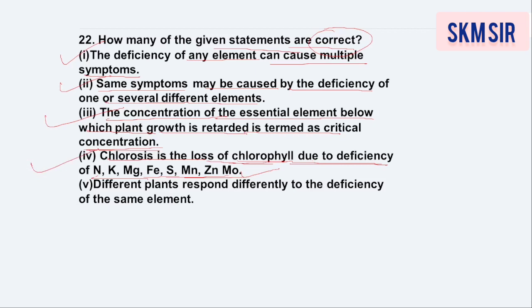The last statement is that different plants respond differently to the deficiency of the same element. What do you think about the last statement? Try to just understand the line. This is also the correct statement. So we find that in question number 22, all these statements are correct.